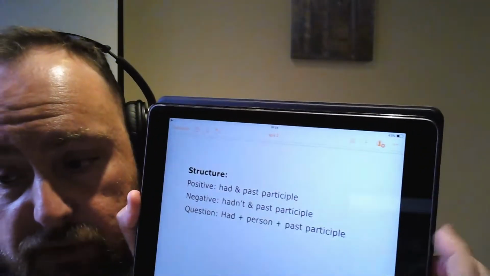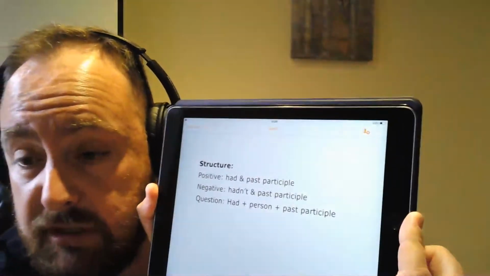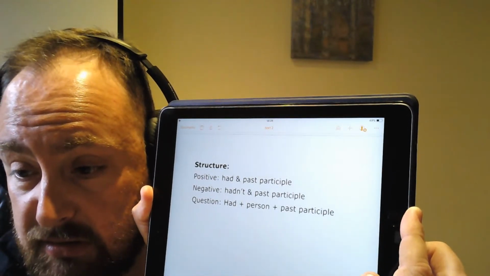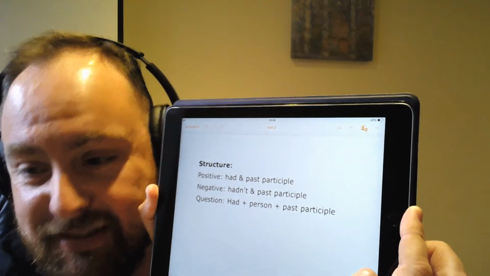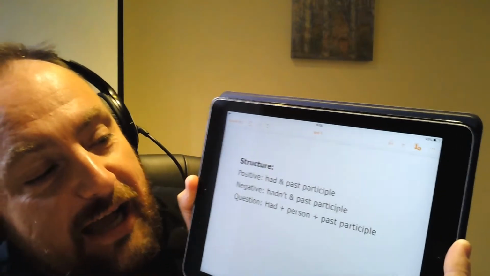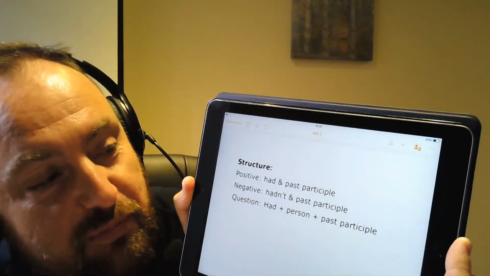So positive, very similar to present perfect, but we're using had, and obviously it doesn't change. Tushy, okay, thank you. Perfect sentence. Had plus past participle, third form for positive.